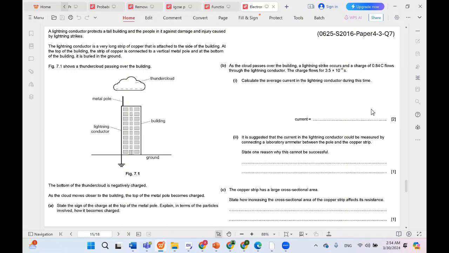A lightning conductor protects a tall building and the people in it against damage and injury caused by lightning strikes. The lightning conductor is a very long strip of copper that is attached to the side of the building. At the top of the building, the strip of copper is connected to a vertical metal pole, and at the bottom of the building, it is buried in the ground. The bottom of the thunder cloud is negatively charged. As the cloud moves closer to the building, the top of the metal pole becomes charged. State the sign of the charge at the top of the metal pole and explain in terms of the particles involved how it becomes charged.